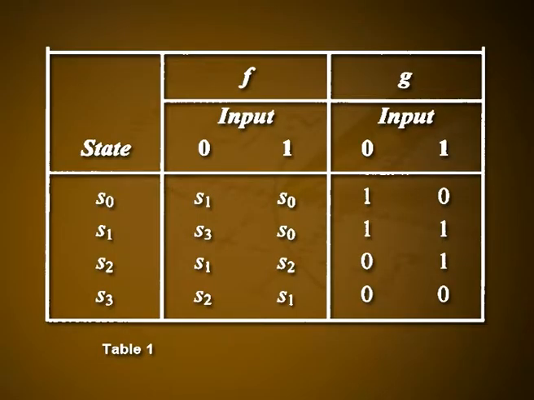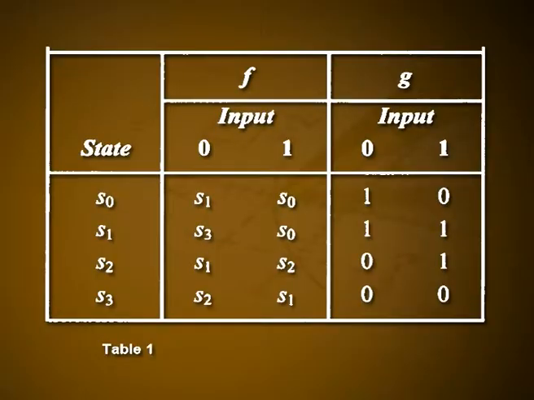We can use a state table to represent the values of the transition function f and the output function g for all pairs of states and input. We will see one example. The state table shown in Table 1 describes a finite state machine with S equal to the set {S0, S1, S2, S3}, I equal to the set {0, 1}, and O equal to the set {0, 1}. The values of the transition function f are displayed in the first two columns and the values of the output function g are displayed in the last two columns. You can see in Table 1 the different states S0, S1, S2, S3 and the corresponding input and output functions.